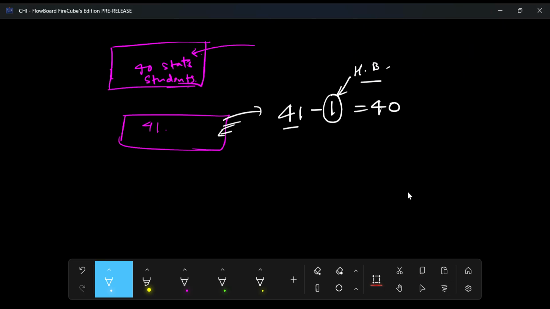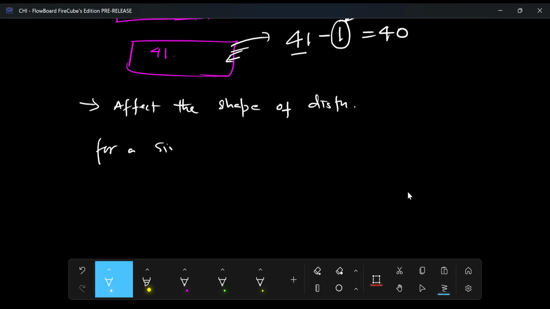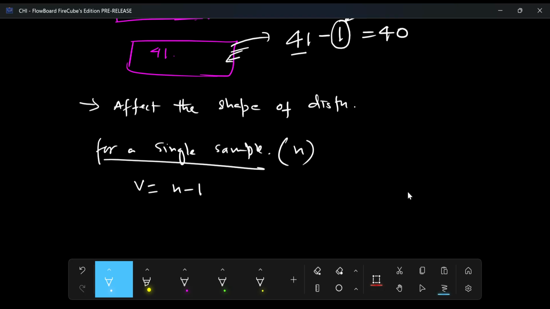Let's see what degrees of freedom does. It simply affects the shape of the distribution. Or if I say for a single sample with n observations, then I can say V is equal to n minus 1. For a single sample, the number of constraints is equal to 1, which is independent. So V is equal to n minus 1.